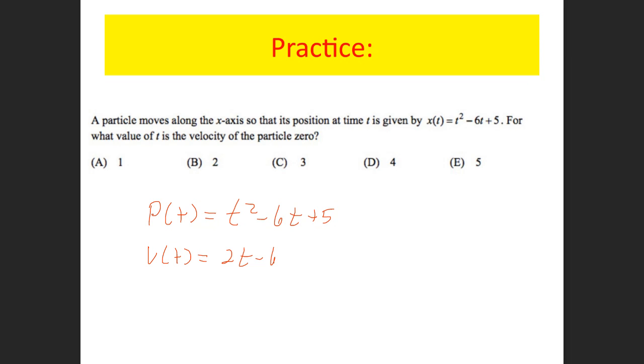That's when it's changing direction. So I just set it equal to 0. 2t is equal to 6. t is equal to 3. At 3 seconds, this particle is changing directions. Okay, does that make sense? When the velocity is equal to 0, the particle will be changing directions.